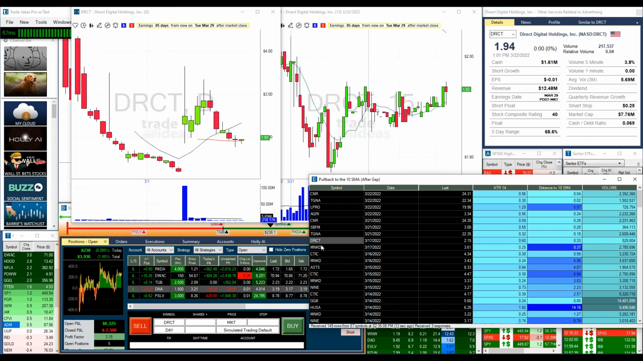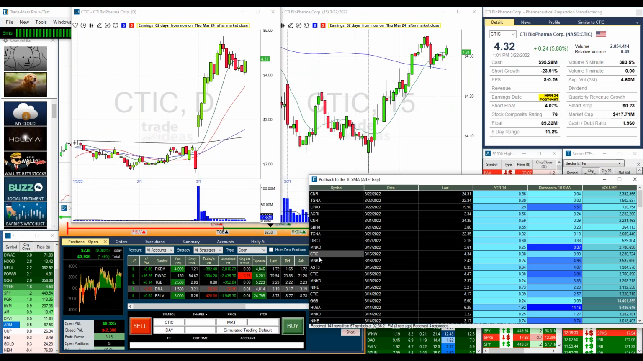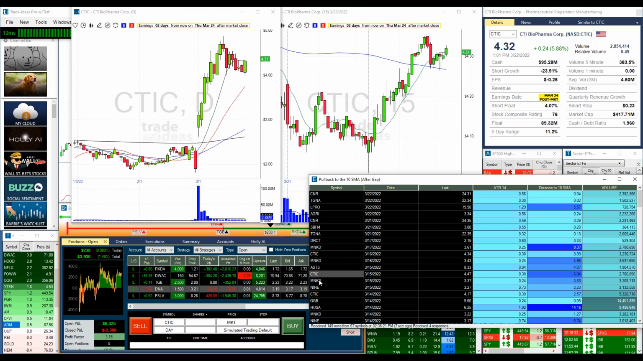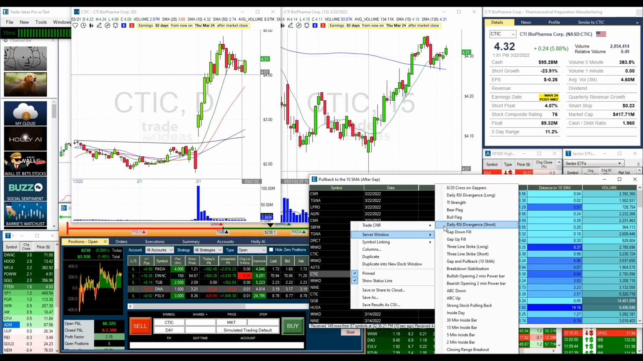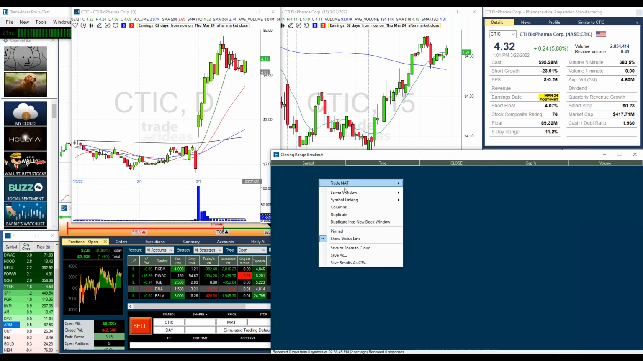Okay, so I'm not seeing too many on this one. Oh, now we're going way too far back. Okay, so now let's try a different server. Daily RSI divergence. No, let's see. Down. Closing range breakout. What's that? Nothing. There's nothing in there.